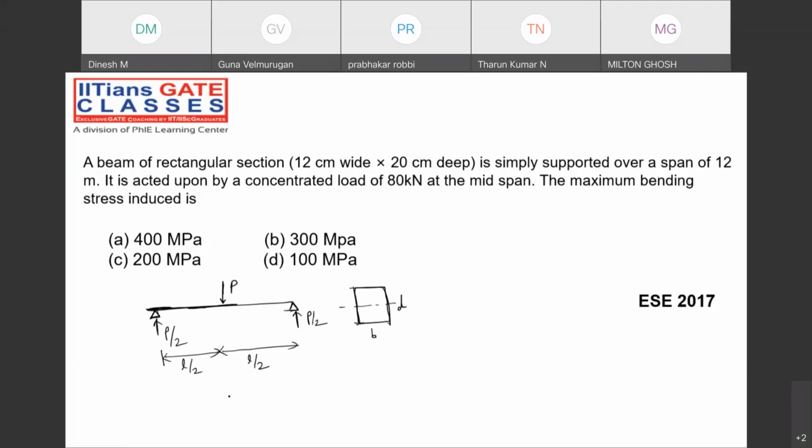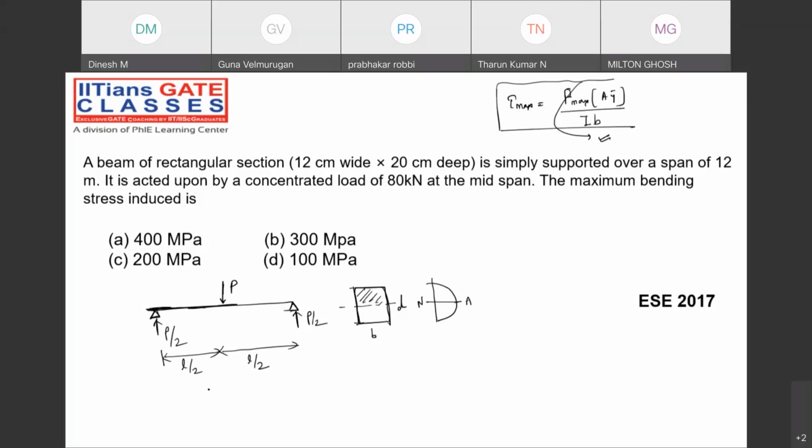First of all, we need to calculate the maximum shear stress. Suppose somebody is very much interested in applying this formula, P maximum A y bar divided by I multiplied by B. Maximum will be exactly at the neutral axis, so I'll be calculating by taking this hatched portion. For that, you need some P maximum also. Whether it is P/2, P/4, for that you need to draw the shear force diagram.